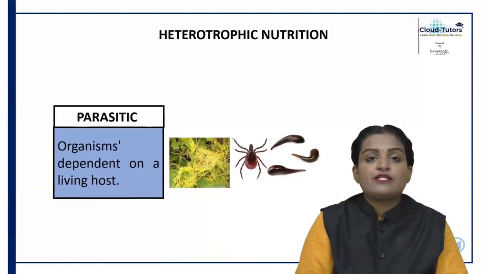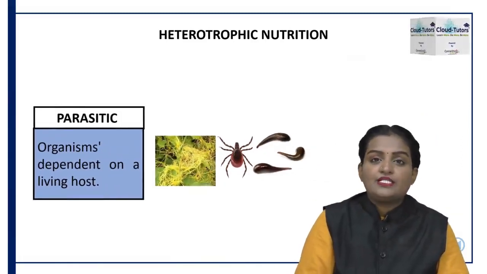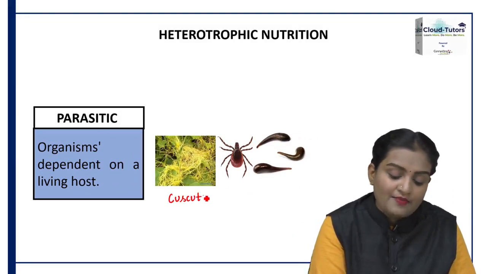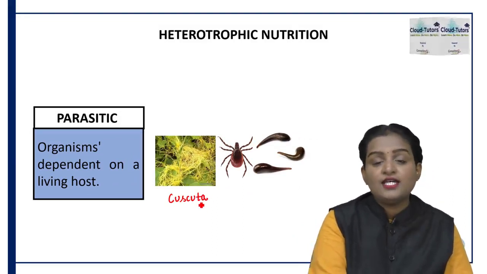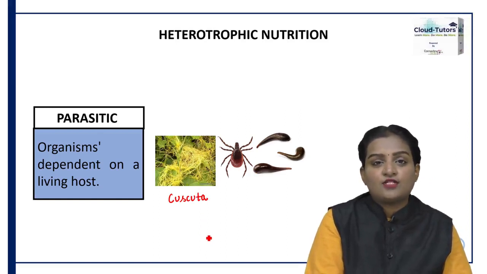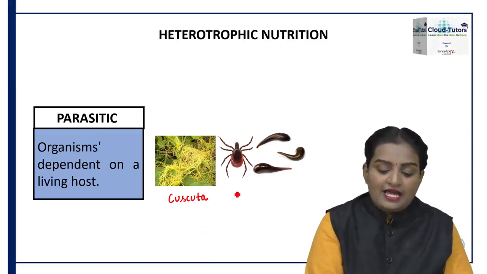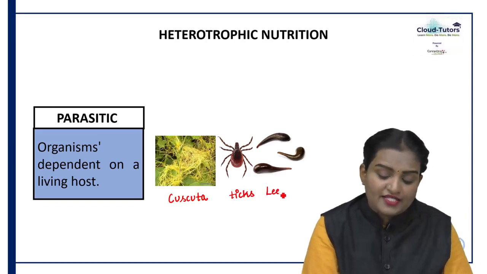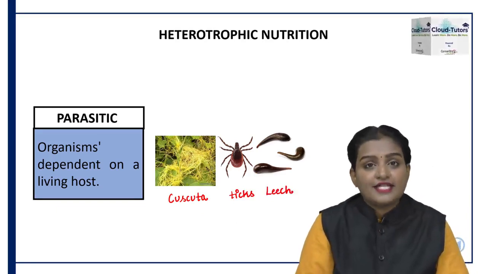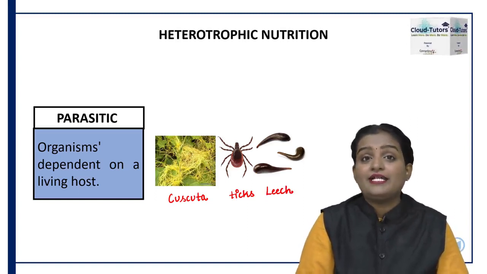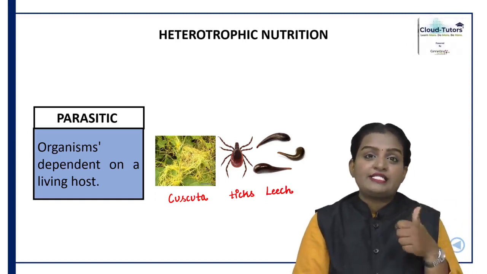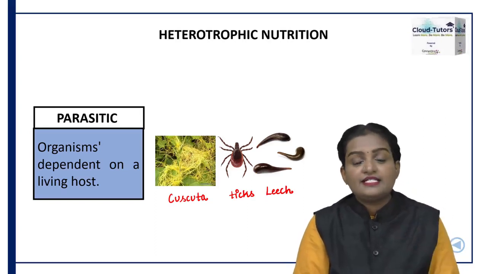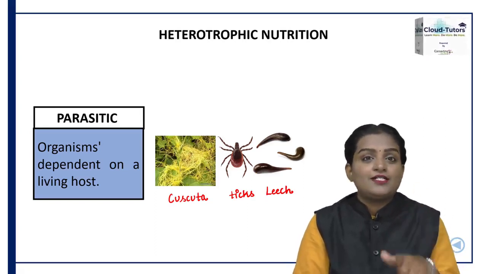Third type is known as parasitic. Examples that we have given are here. One is cuscuta, which is a plant parasite. The yellow strands that you see are the cuscuta plant stem tendrils. And then we have ticks, lice, leech, etc. So these organisms are dependent on the living host. Saprophytic is dependent on dead organic matter, whereas parasitic is dependent only on a living host.